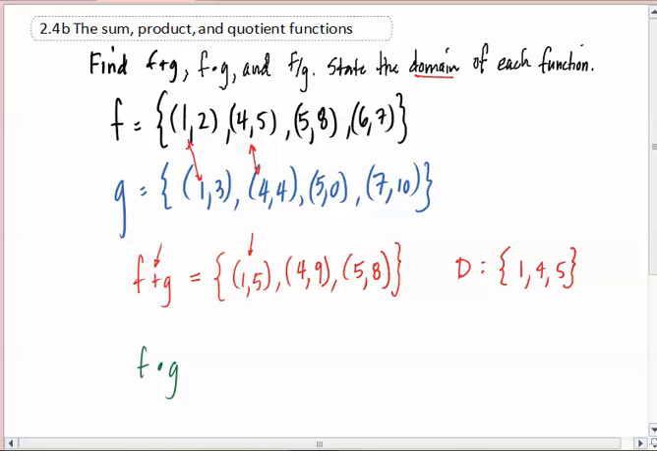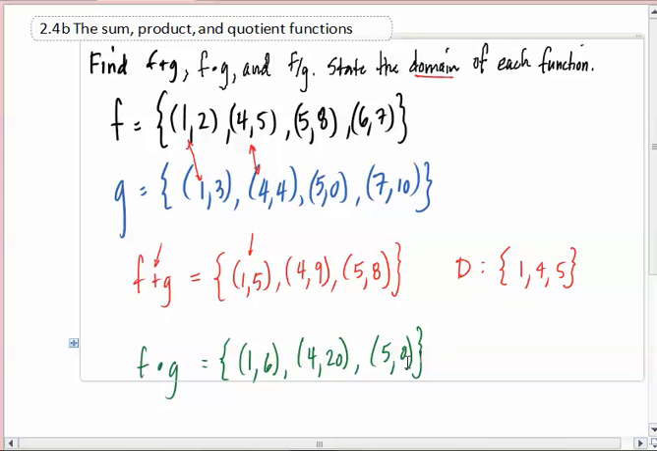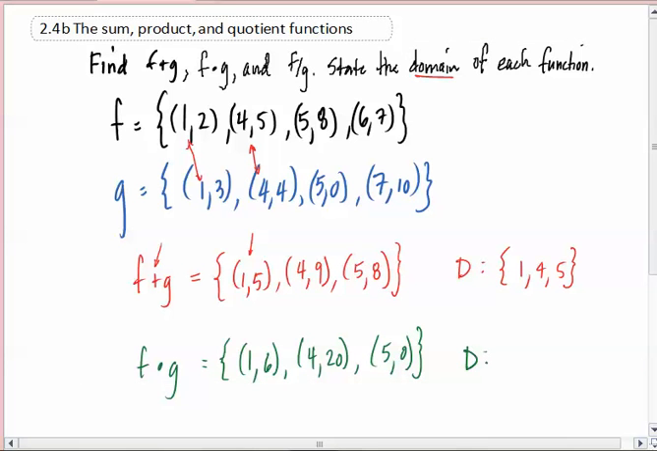Alright, let's take a look at the product one now. So let's see here. We're going to do the same basic idea. We're going to look for the x values to match, and then we're just going to multiply the y values. So we have 1 and 6. We have 4 and 20, because 5 times 4 is 20. We have the 5 and we get a 0. And because the x values don't match, we don't have the same input, we can't figure out what the y output would be. Domain on this one is 1, 4, and 5.